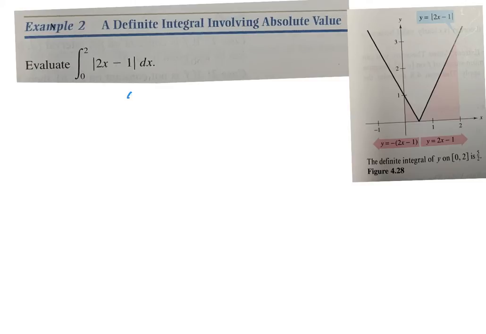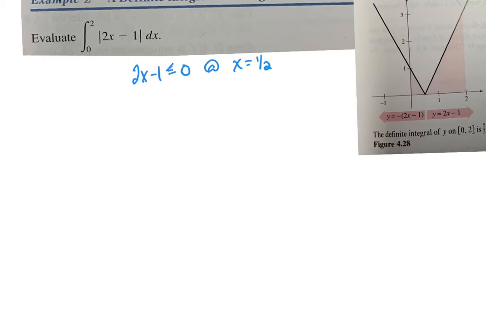So for this one, I would say, well, 2x minus 1 equals 0 at x equals 1/2. 1/2 falls in my interval from 0 to 2. And so I'm going to have to consider from 0 to 1/2, and then from 1/2 to 2. And so where is that negative? Well, if I plug in something smaller than 1/2, so I could actually write it this way: where is it less than 0? It's less than 0 when x is less than 1/2, right? So I know that from 0 to 1/2, this guy's going to be negative.